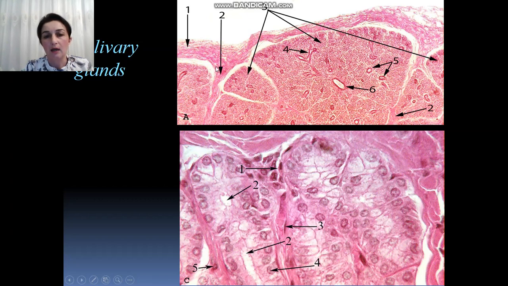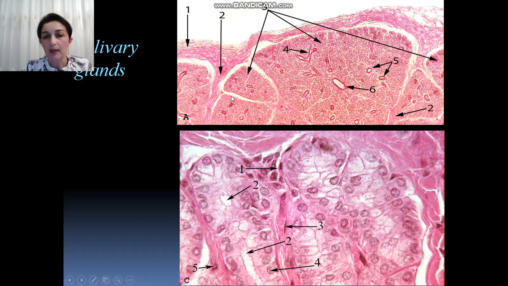All of them are covered by a connective tissue capsule. From the connective tissue capsule arise septa. These septa will subdivide the gland into individual lobes and lobules. Here we can see one lobule, then the next lobule, and the third one. Inside of this connective tissue, we will have blood vessels, nerves, and lymphatic vessels, which are needed to supply the parenchymatous elements of the gland.